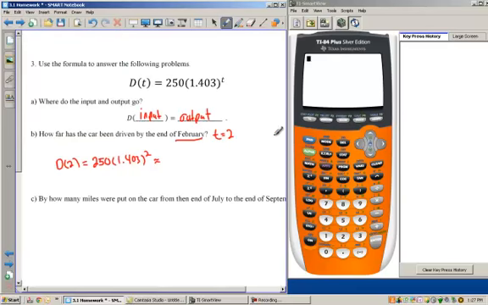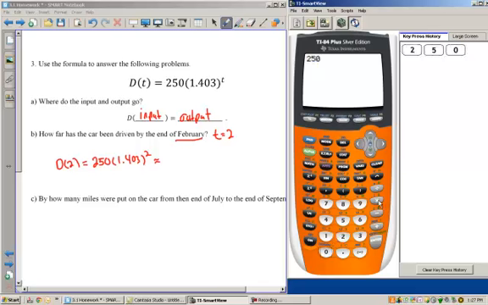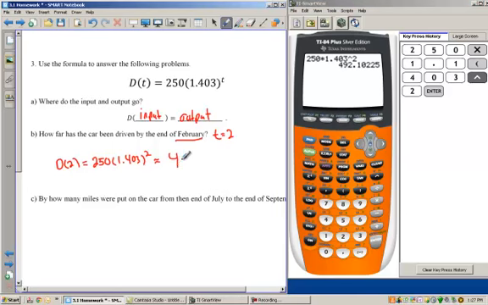On the calculator, we just hit 250 times 1.403, and then we're going to raise that to the 2 and hit enter, and out pops our answer. We'll just round to the nearest mile. So this is approximately 492 miles.